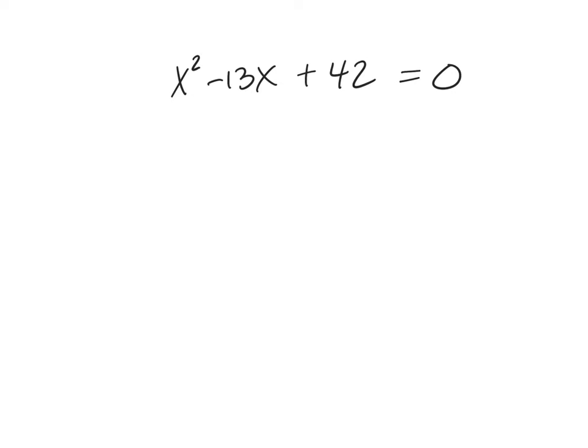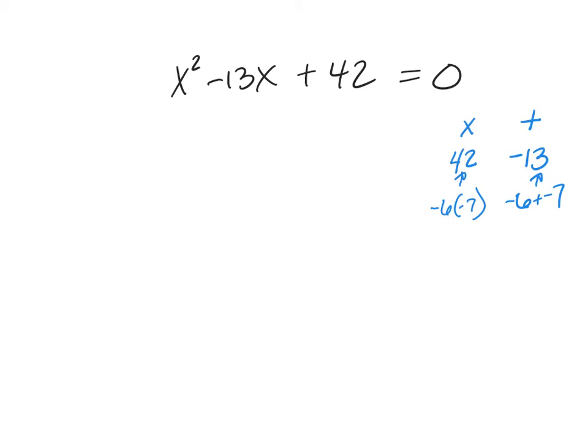And then you're going to ask yourself two questions. You're going to say to yourself, what times what is the last number, and added together is the middle number. So we've got to find two numbers that multiply together to give you 42, and added together give you negative 13. But 6 and 7, what kind of 6 and 7? Negative 6 and negative 7. Very good. So if you have negative 6 times negative 7, you'll get your 42, and negative 6 plus negative 7 will give you negative 13, okay?